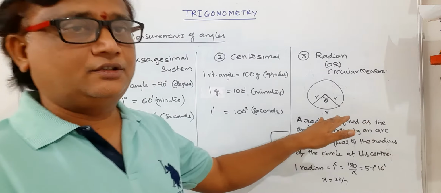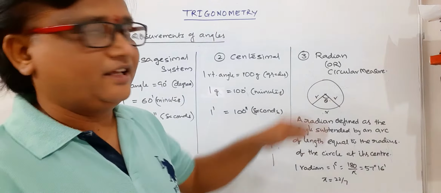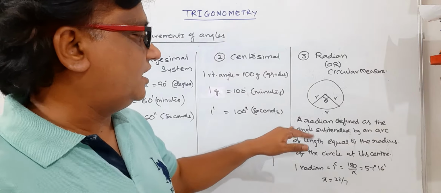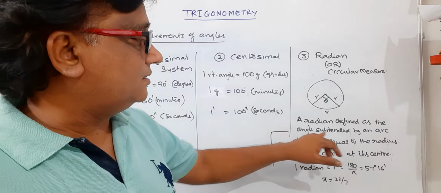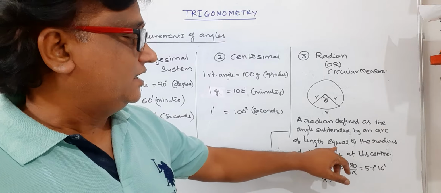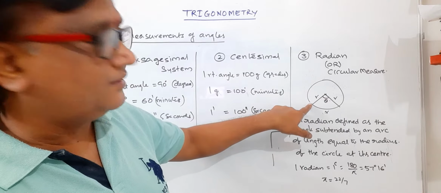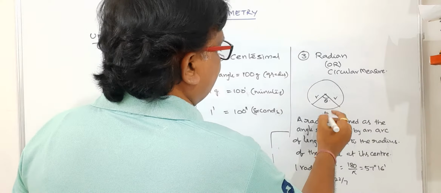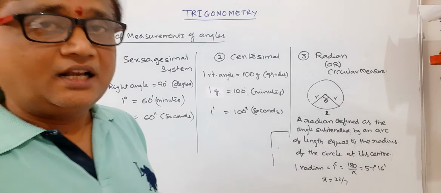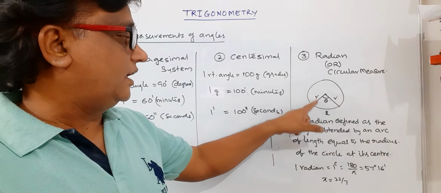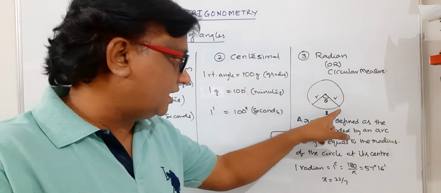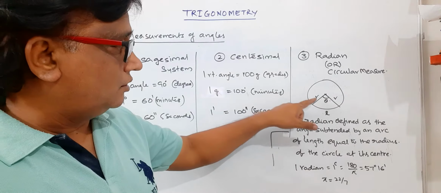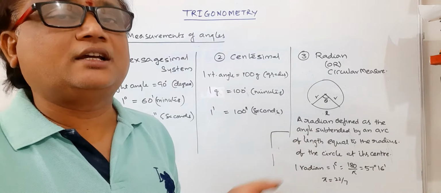Next one is the part that we are taking, that is radian. Most important thing, radian. What is radian? A radian is defined as the angle subtended by an arc of length equal to the radius. So radius and arc length should be same. Arc length is always L, so L equal to R. Arc length is R and radius also R, so it looks like an equilateral triangle.